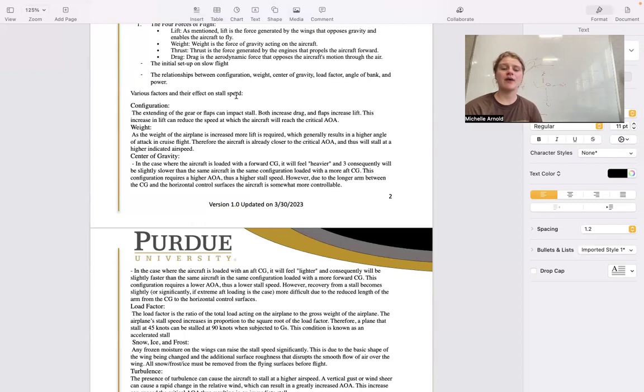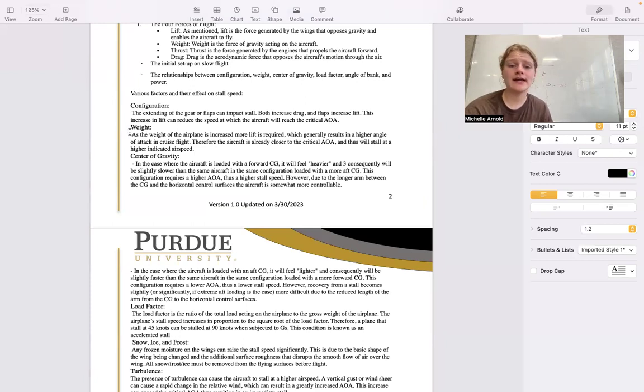So in the power off stall, we'll actually be putting in flaps to simulate when we're coming into land. Things that increase the stall speed are going to be bad because that means that you'll more easily reach that critical angle of attack and stall, which is not good. We don't want to stall. So we are trying to avoid that.